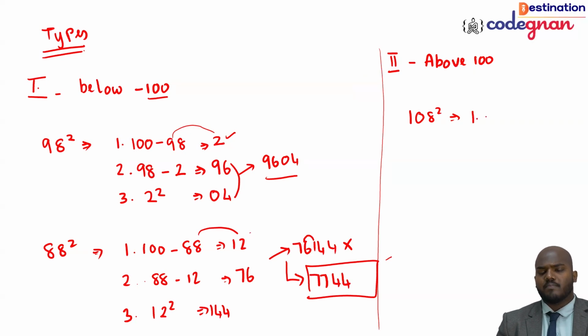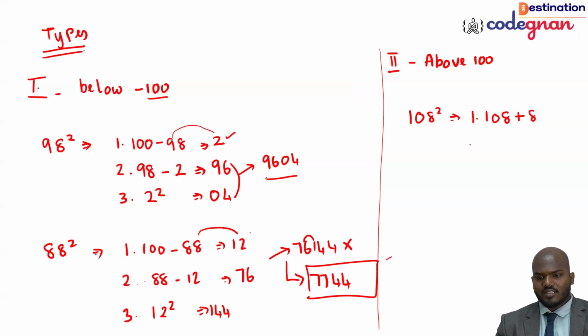In the first step, you need to identify the base value. 108 is close to the base value of 100. So that is how we define it: 108 is 100 plus 8.